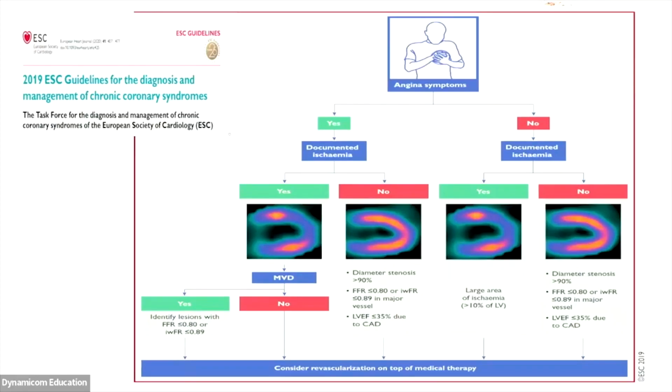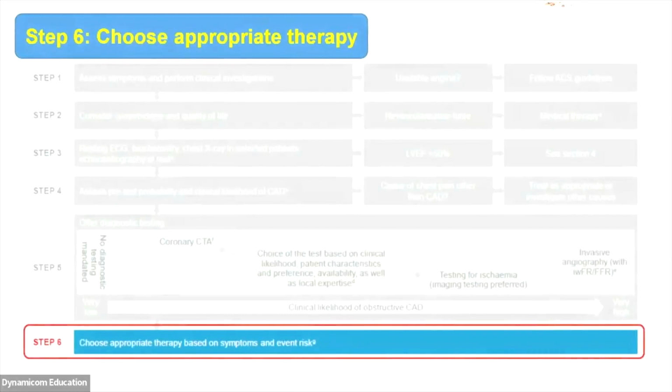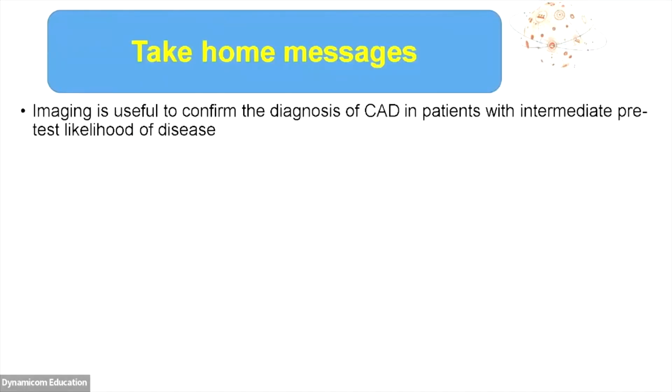However, after the ISCHEMIA trial, we have a lot of debates about when to send the patients for revascularization. Is optimal medical treatment alone sufficient, or optimal medical treatment with an invasive strategy? And in the absence of ischemia, the same indications: hemodynamically significant lesion, more than 90%, or in the cath lab if we have significant FFR or iFR. Finally, we have to choose the appropriate strategy of treatment, optimal medical treatment or revascularization.